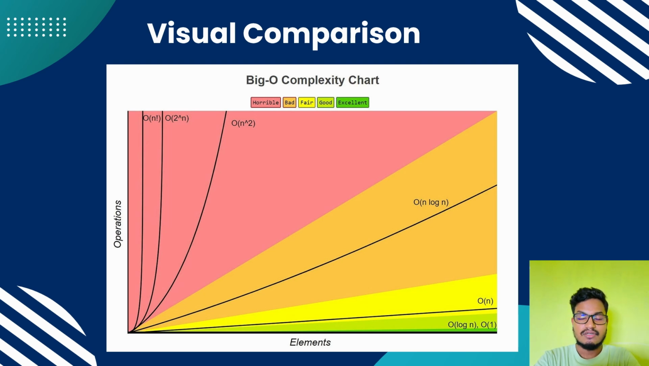Next, green zone, good to excellent, O of log n and O of 1. These are the best performers. O of log n is seen in binary search. O of 1 means constant time, like accessing an array element. These are your ideal targets when optimizing performance. As the input grows, the difference between these time complexities becomes massive. Always aim to keep your algorithm in the green or yellow zone and avoid falling into the red.